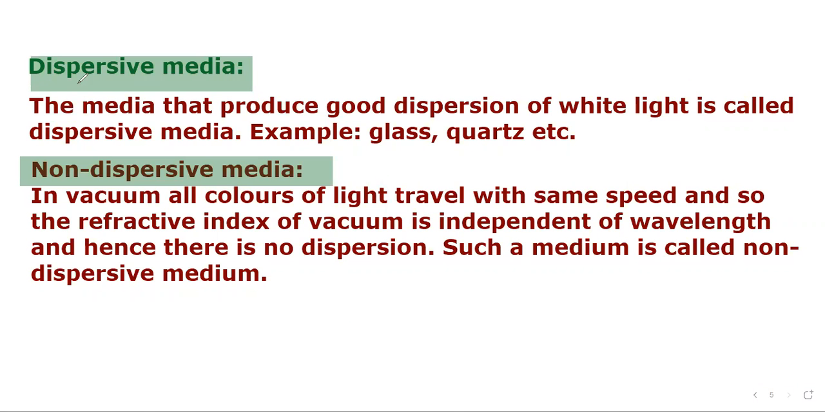Now let's define two important terms. Dispersive media: the media that produce good dispersion of white light are called dispersive media. Examples: glass, quartz, etc. Non-dispersive media: in vacuum, all colors of light travel with the same speed, and so the refractive index of vacuum is independent of wavelength, and hence there is no dispersion. Such a medium is called a non-dispersive medium.